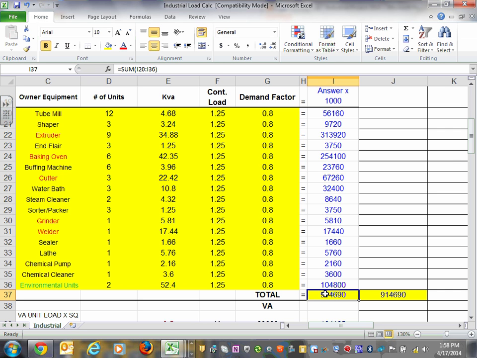Okay, so we added them up, gentlemen. We have 914 kVA load allocated to my owner equipment. If you can see, some of them are red and some of them are black. Can you see that? That's because some of them are running at 208 and some of them are running at 480, so the kVA is coming from different voltages. And again, you can put the amps here if you want to. I can't remember which one of them is the 208, but we'll see in a second.